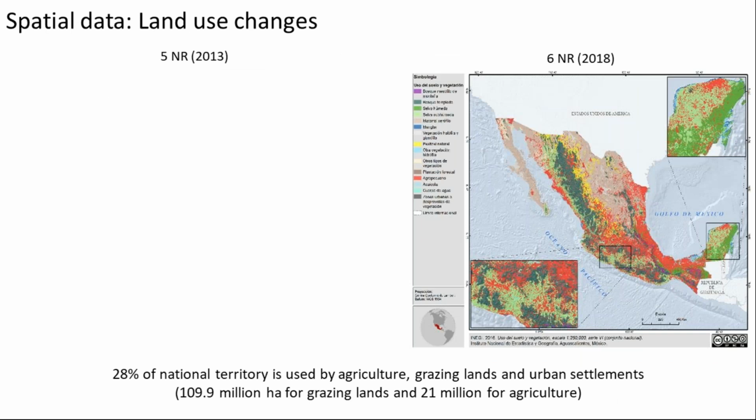Here in this slide, we jump from statistical data to spatial data. These maps are about land use change. I am now watching the map of the 5th national report. I don't know, Marion, if you can see.